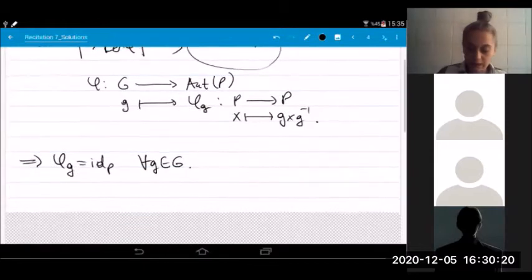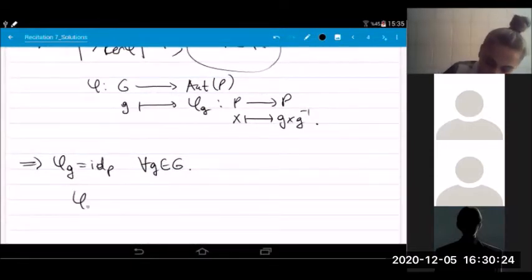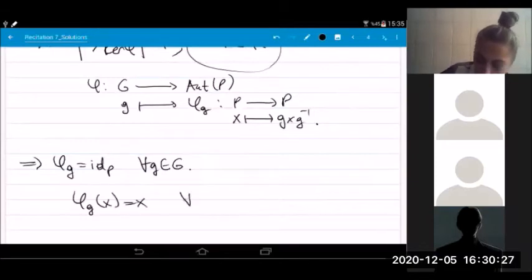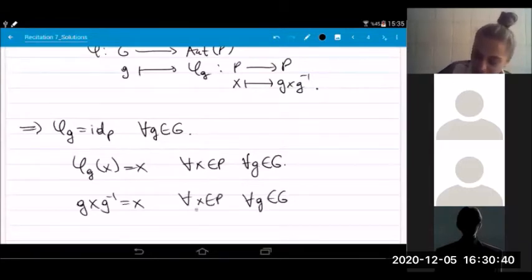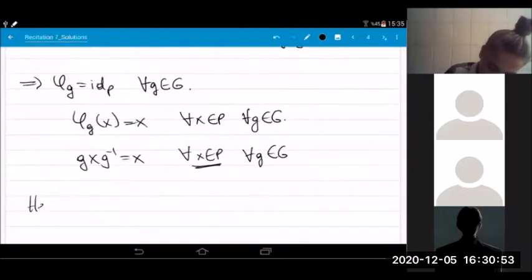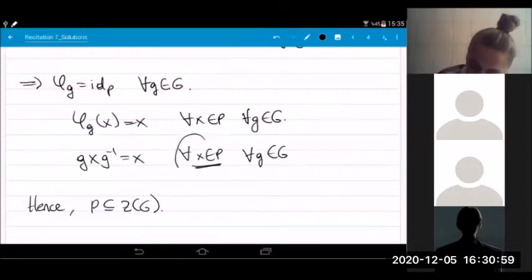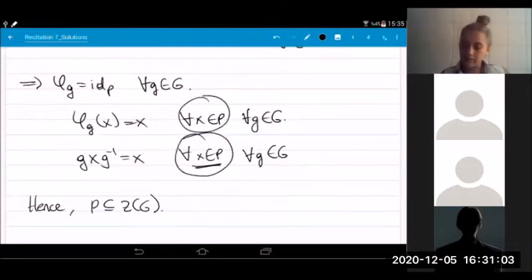Okay? So what does it mean? This means that phi sub g of x is equal to x for every x in P and for every g in G. And this is nothing but g x g inverse is equal to x for every x in P and for every g in G. As you see, since this is valid for every element x from our Sylow 11 subgroup, this means that every element from this subgroup lies in the center of G. Okay, this, for all x in P, is the crucial part.